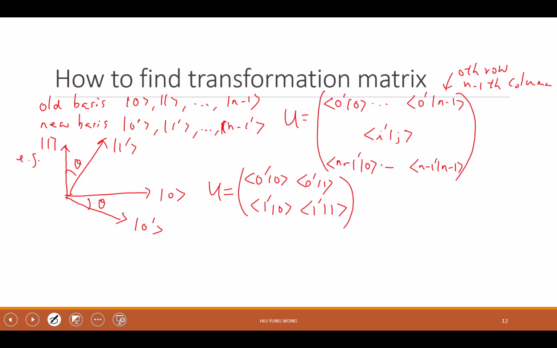What is 0 dash 0? What is the inner product between 0 dash and 0? This unit vector and this vector. What is the inner product? Remember, in this 2D plane? Yeah, just the magnitude and cosine theta, right? Magnitude is 1. We assume, I did not say that, but we all assume 1. What is 0, 1 dash? 0 dash 1.